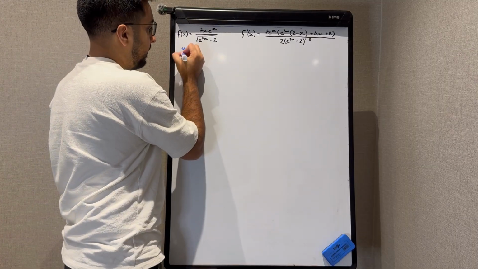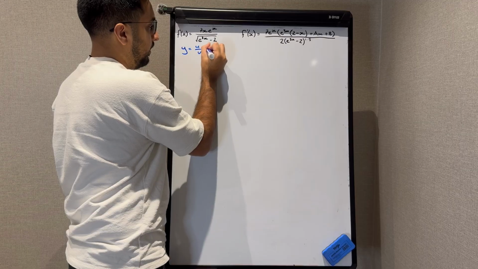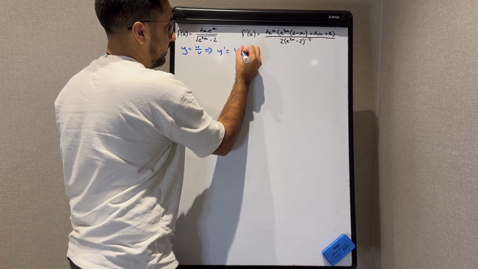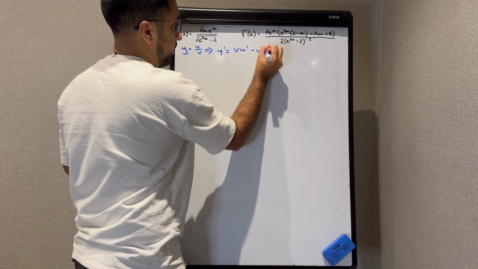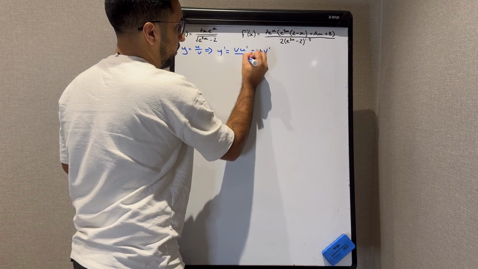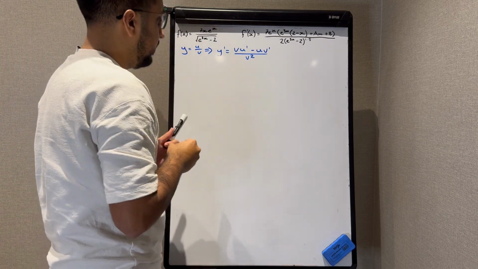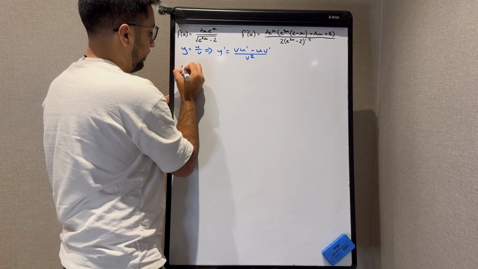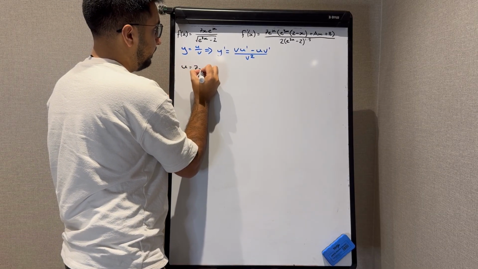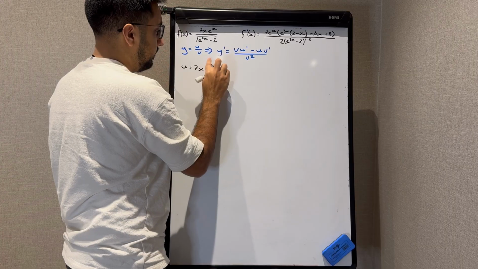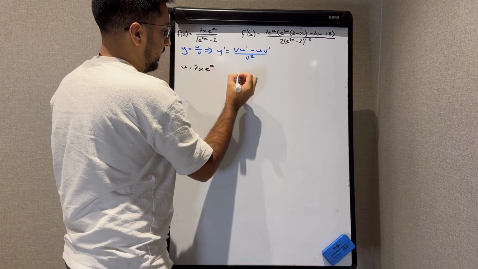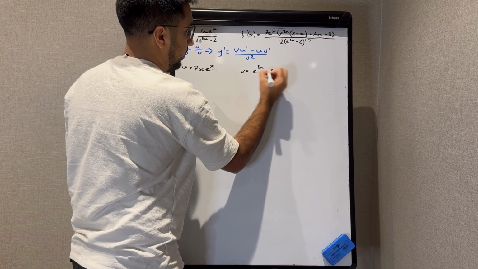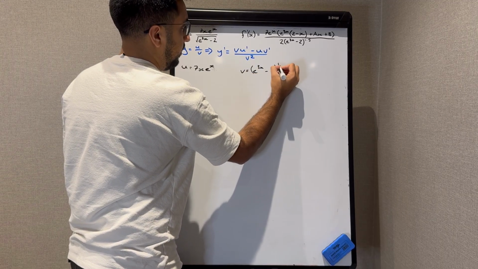This is a fraction. Therefore, we need the quotient rule, which is v du dx minus u dv dx over v squared. So the first thing we're going to do is find all of the components. So u is quite nice and easy. And v is e to the 3x minus 2 to the half.